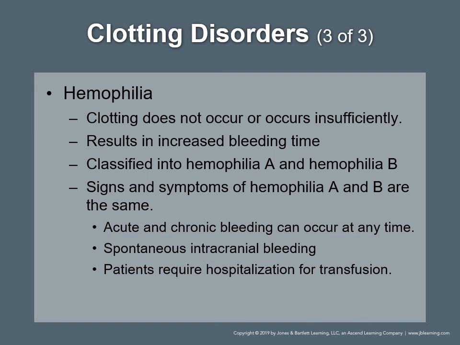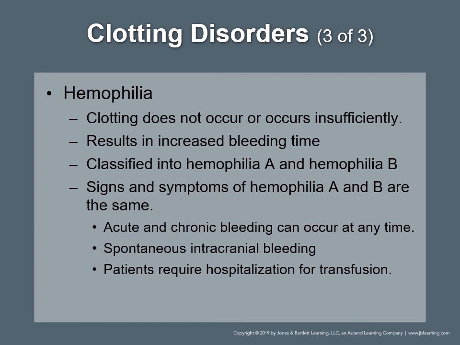Hemophilia B is the second most common type. It has a deficiency of factor IX. The levels of factors VIII and IX determine the severity. Signs and symptoms of hemophilia A and B are the same. You have acute and chronic bleeding, which can occur at any time and may or may not be life-threatening. Injuries or illness that cause bleeding in hemophilia patients should be taken seriously.